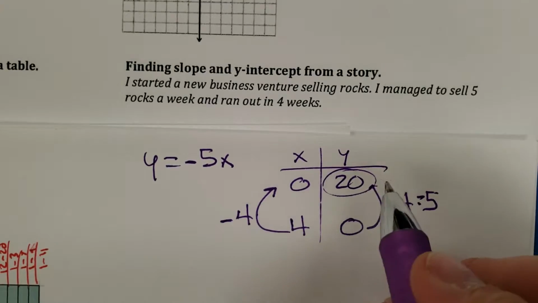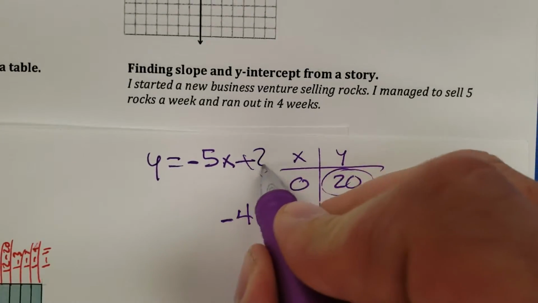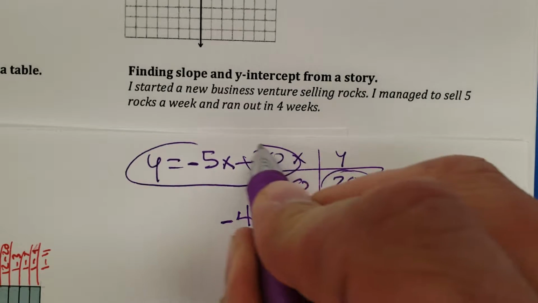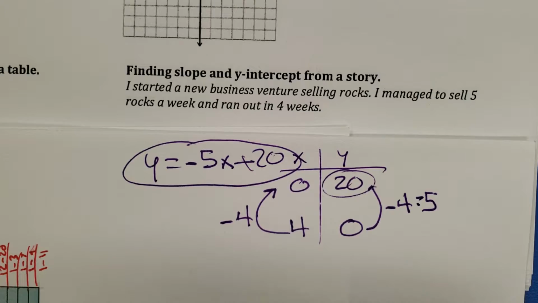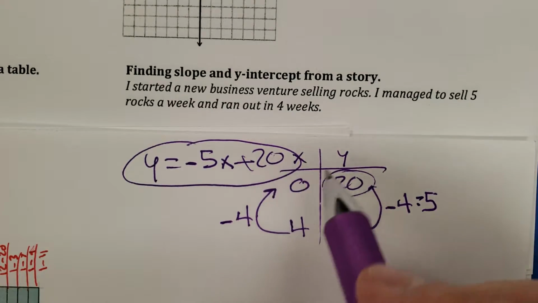All right, so there you go. My equation would be negative 5x plus 20. I started with 20 rocks, and I sold 5 a week. I ran out in 4 weeks. Wow, that was a good one. That one made me think a little bit on the fly here.